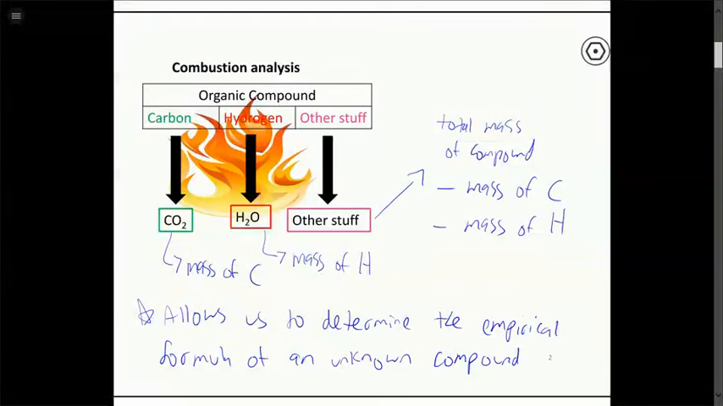And this is one of the steps that's used to identify unknown compounds. So very often people will isolate a compound from a natural source. They want to know what it is. And one of the things you can do is you can burn it and then find the empirical formula, or at least the amount of carbon and hydrogen that's in there. All right, so let's see how this works in a real example.